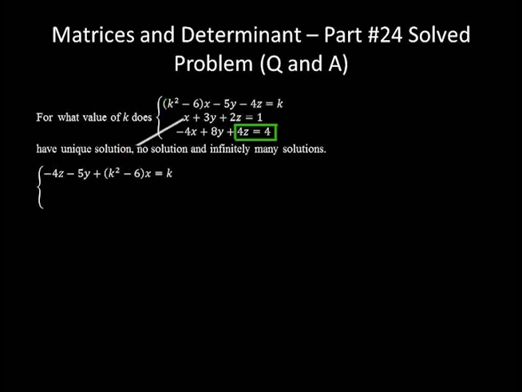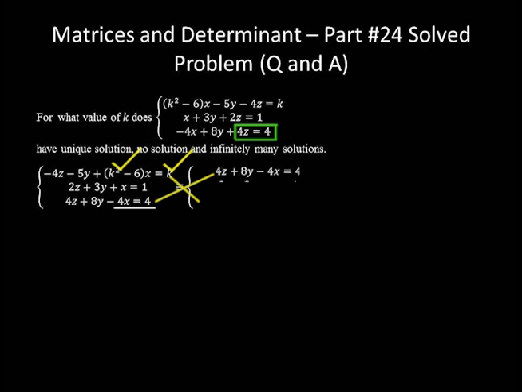Similarly, the second equation becomes 2z plus 3y plus x equal to 1, and the third equation becomes 4z plus 8y minus 4x equal to 4. Still, the expressions containing k don't come to the final row and column. If we exchange first and third equations, we can bring the expressions containing k to the positions where we need, meaning equation 3 becomes equation 1, that's 4z plus 8y minus 4x equal to 4.